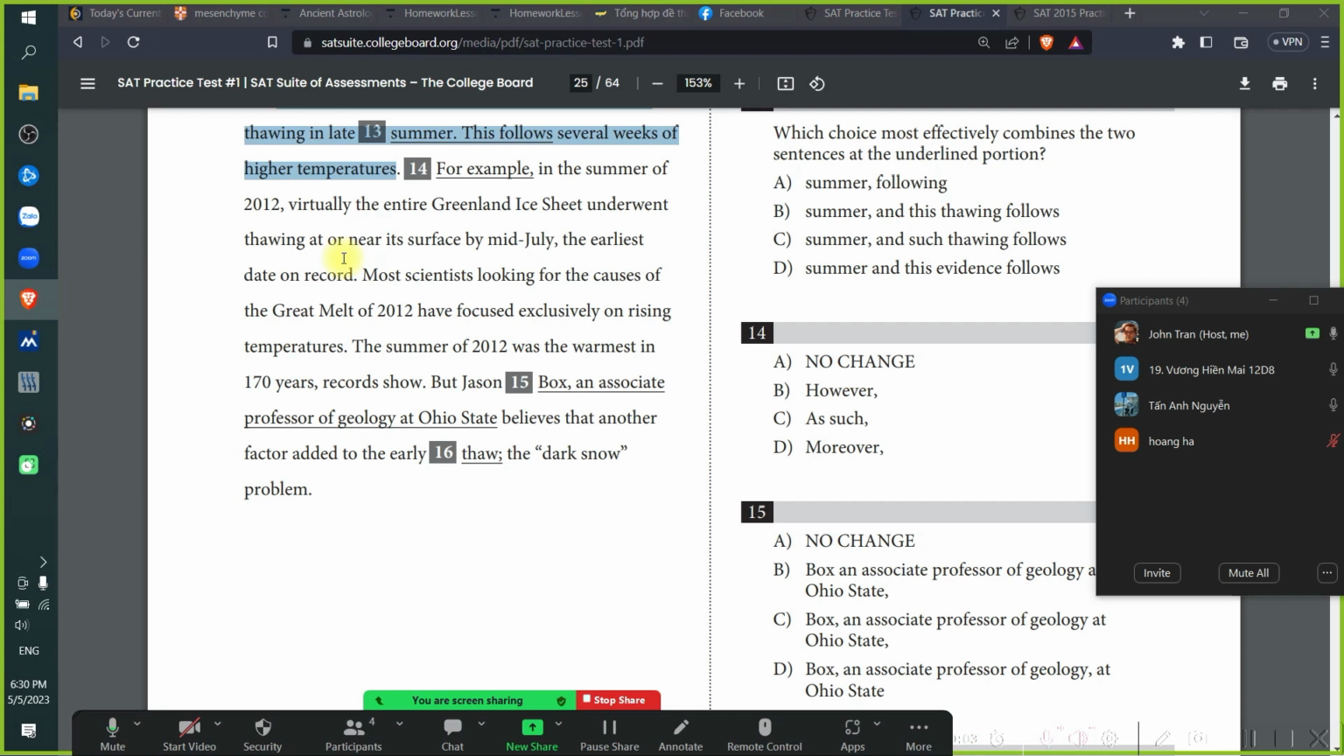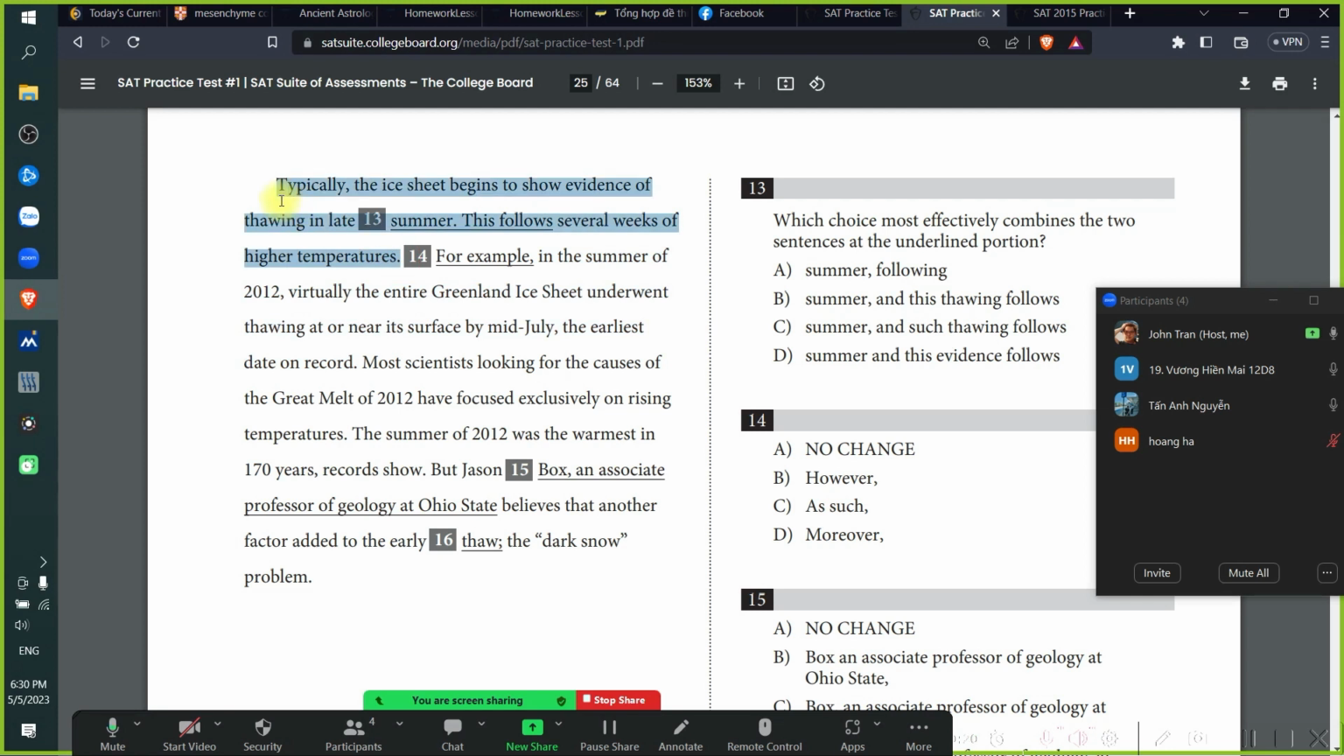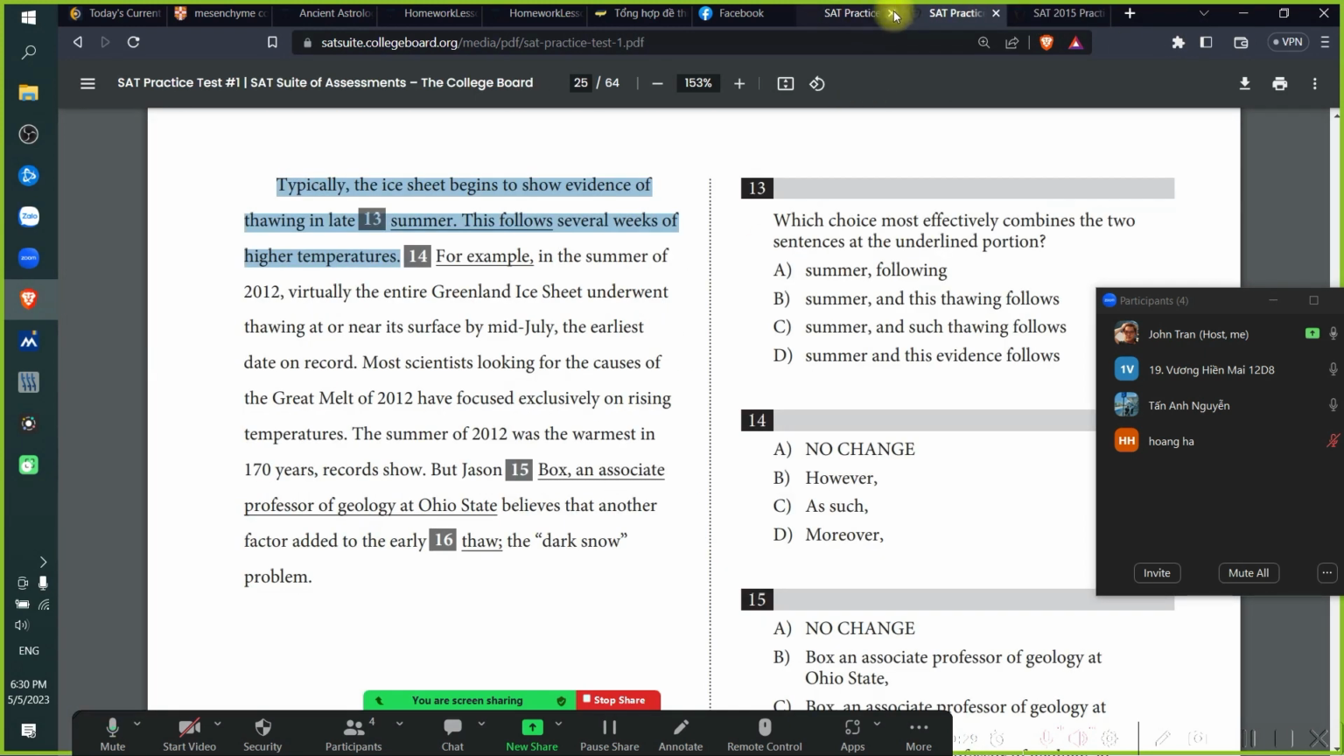However, in the summer of 2012, the entire Greenland ice sheet underwent thawing at or near the surface by mid-July, the earliest date on record. So this whole thing seemed to contradict this one, right? Cái đống này nó có vẻ nó đối nghịch lại, nó nêu một cái điều đối nghịch lại. So let's see, 14B is the right answer. So when you present something that is opposite in meaning, you use however, okay? B.